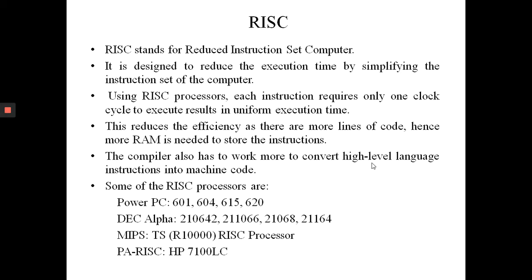RISC. RISC stands for Reduced Instruction Set Computers. It is designed to reduce the execution time by simplifying the instruction set of the computer. Using RISC processors, each instruction requires only one clock cycle to execute, resulting in uniform execution time. This reduces the efficiency as there are more lines of code. Hence, RAM is needed to store the instructions. The compilers also have to work more to convert high-level language instructions into machine language.